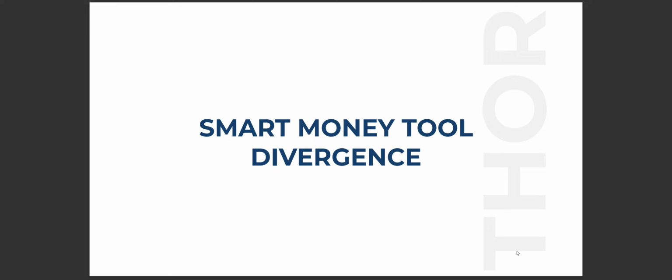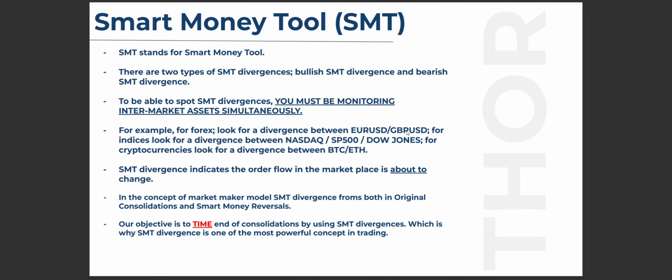Now let's dive into the divergences. Smart money tool divergence, SMT divergence for short. There are two types of SMT divergences. Simply put, one is bullish SMT and the second one is bearish SMT. This is highly important to understand reversals and consolidations in general. This tool is highly important and very, very simple.